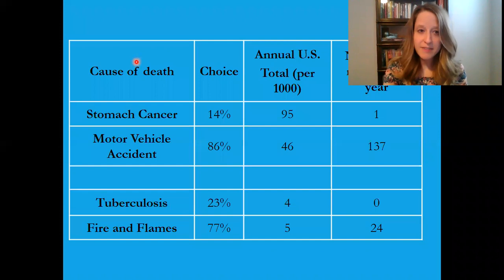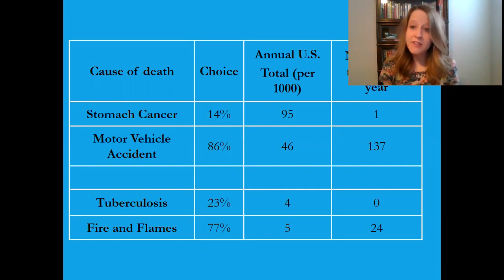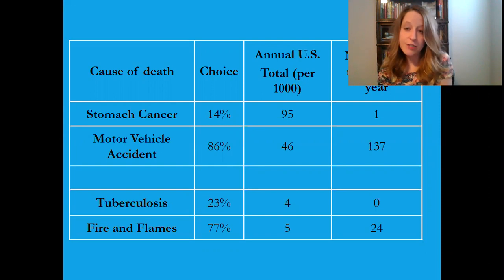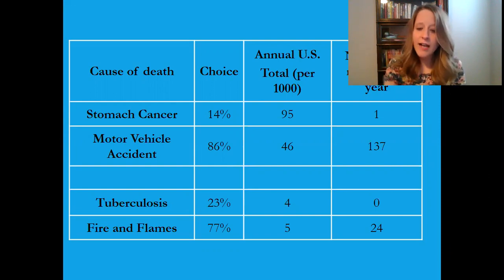Researchers asked participants these types of questions, and we can see their results in the table here. So we see that 86% of participants reported that they thought that motor vehicle accidents were a more likely cause of death compared to stomach cancer. 77% said that they thought that fire and flames were more likely than tuberculosis. But if we look at the population statistics for the US, we find that stomach cancer is much more likely overall, over twice as likely compared to motor vehicle accidents.